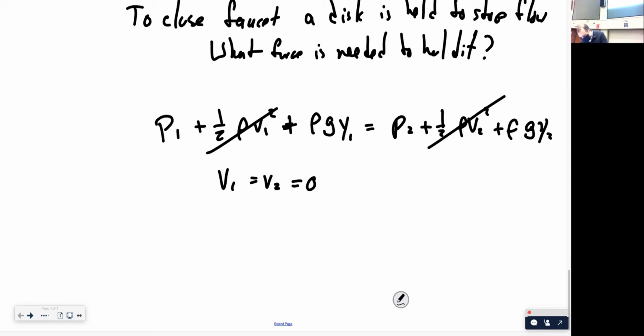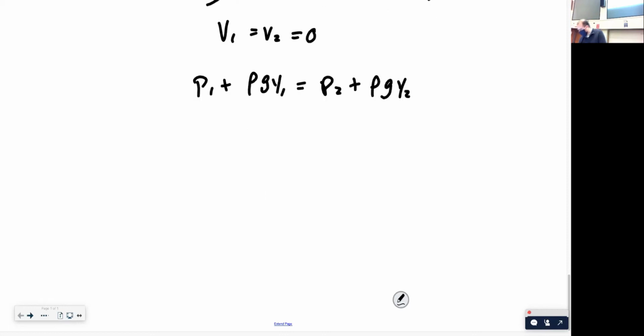So we're left with this equation: P1 plus rho G Y1 equals P2 plus rho G Y2. Let's solve this for P2. The pressure at the top is equal to the pressure at the bottom plus rho times G times Y1 minus Y2.